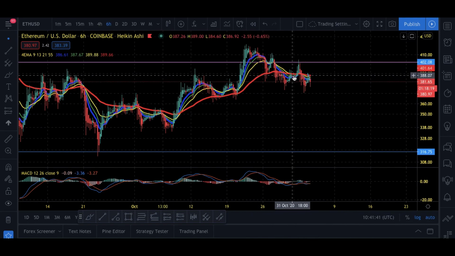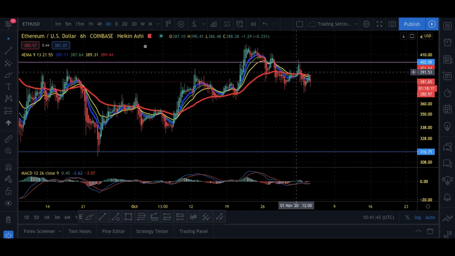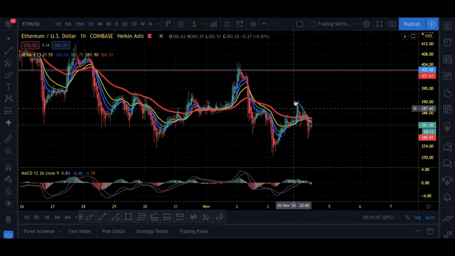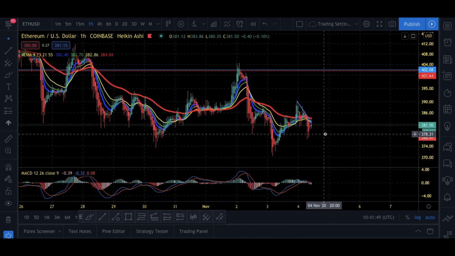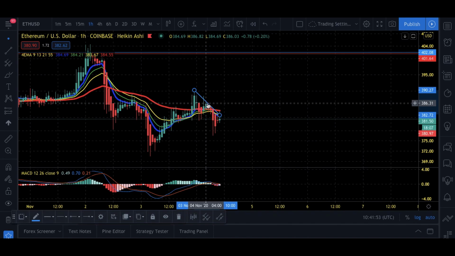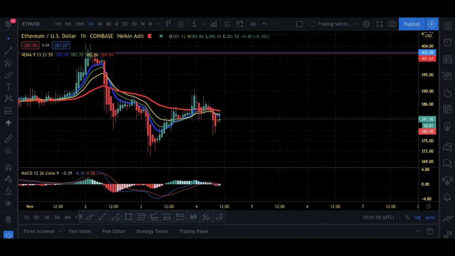So you can see on the 6 hour, we are bearish because the red line is at the top. The 4 hour is the same thing, and I'm sure it's the same thing for the 1 hour. Yeah, it is the same thing. Obviously, I have drawn in some trend lines as well, just to give an indication of where we're gonna hit resistance. But basically, don't need to worry about candles and all that jazz right now.